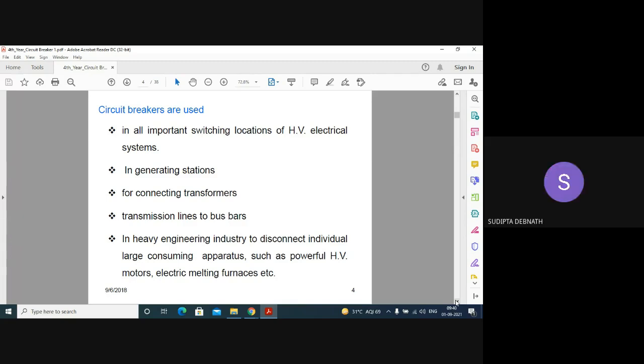So in all important switching locations, high voltage electrical systems in generating stations, connecting transformers, transmission lines, and heavy engineering industry. Okay, to disconnect individual large consuming apparatus. So circuit breakers are used everywhere.